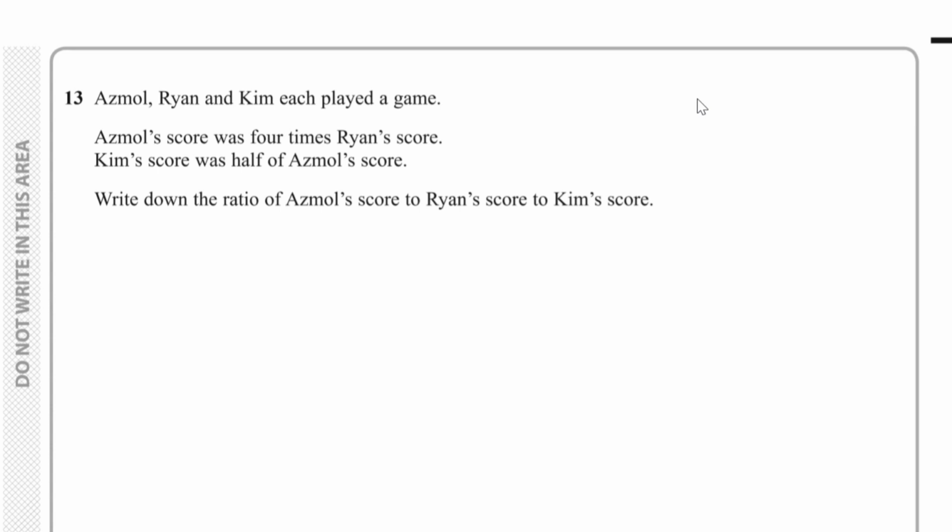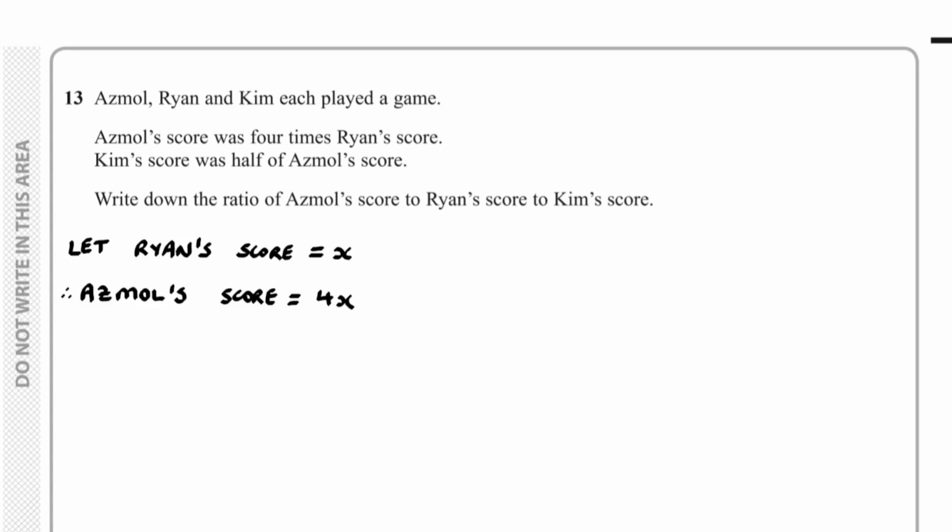Question number 13. Asmal, Ryan and Kim each played a game. Asmal's score was 4 times Ryan's score. Kim's score was half of Asmal's score, and we have to write down the ratio of Asmal's score to Ryan's score to Kim's score. First of all, if we let Ryan's score equal x, Asmal's score will equal 4x because his score is 4 times Ryan's. And Kim's score is 2x because her score is half of Asmal's, half of 4x is 2x.